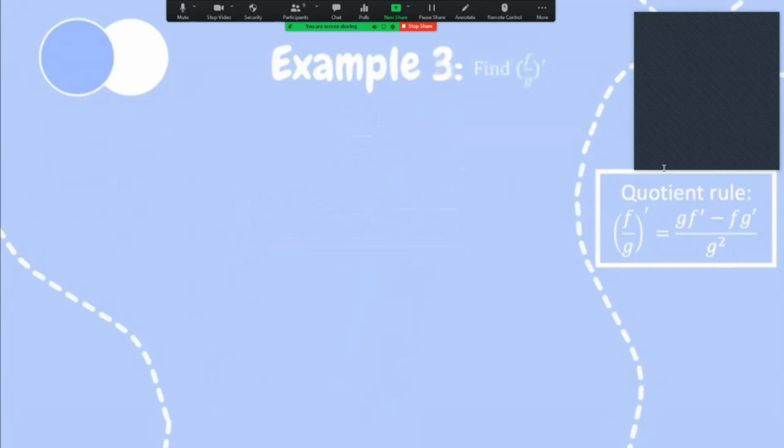Example 3. Find the derivative of f divided by g of that. Now you do want to be careful on this one because it's a bit tricky. You could do the quotient rule. I mean, if you want to, you can. That's fine. But there's a much simpler way to do it.